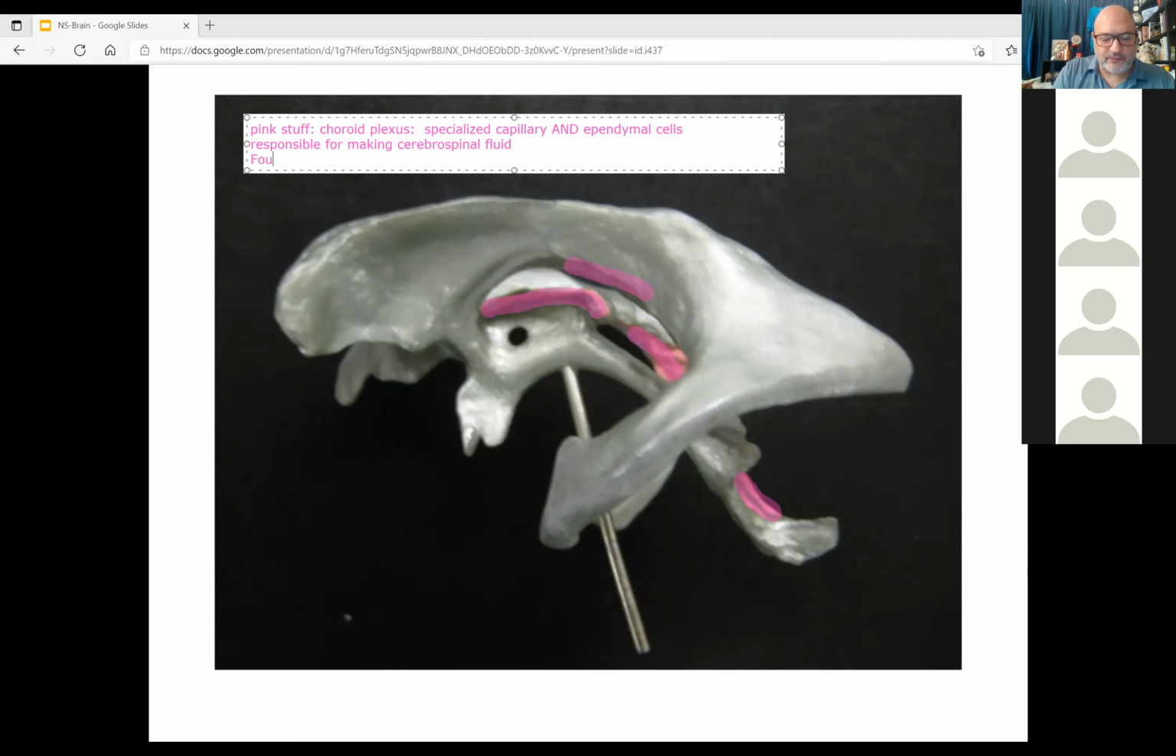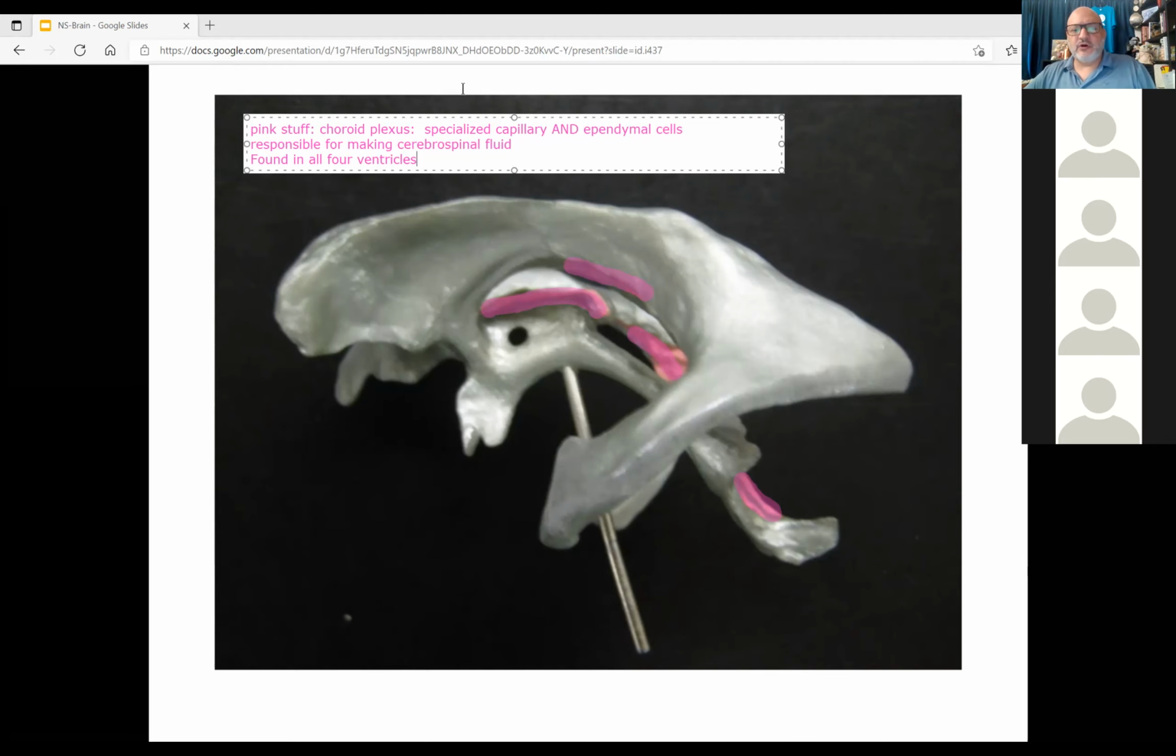And it is found in all four ventricles. All four ventricles have this choroid plexus in it. So cerebrospinal fluid can be made in any of our four ventricles.